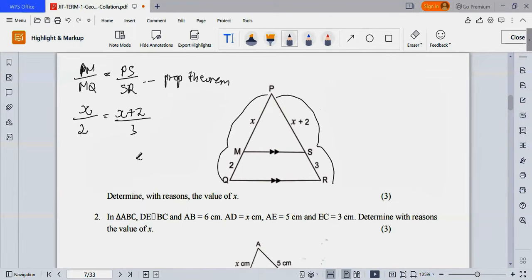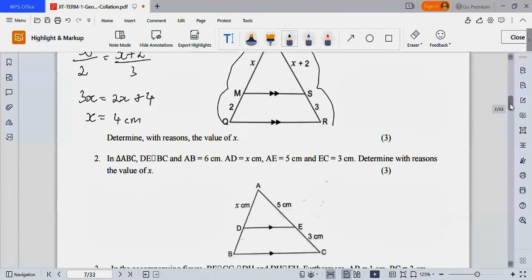Now, at this point, to find our X, we simply need to cross multiply. This will give us 3X is equal to 2X plus 4. Now, if we subtract, X is equal to 4 centimeter. And just like that, we have our value for X.